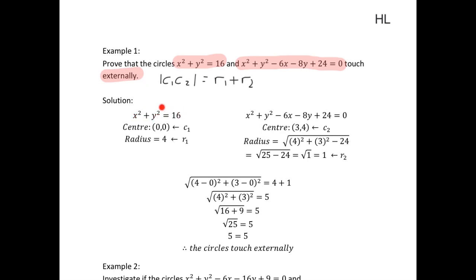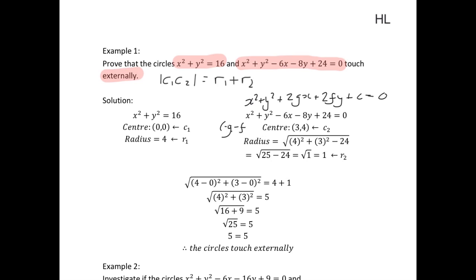So x squared plus y squared equals 16 has center 0, 0, so call that C1, and radius square root 16, which is 4, so we'll call that R1. Now x squared plus y squared minus 6x minus 8y plus 24 equals 0. You'll recall that the general form looks like x squared plus y squared plus 2gx plus 2fy plus c equals 0.